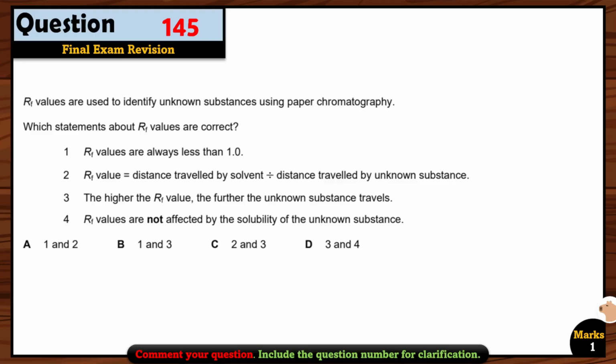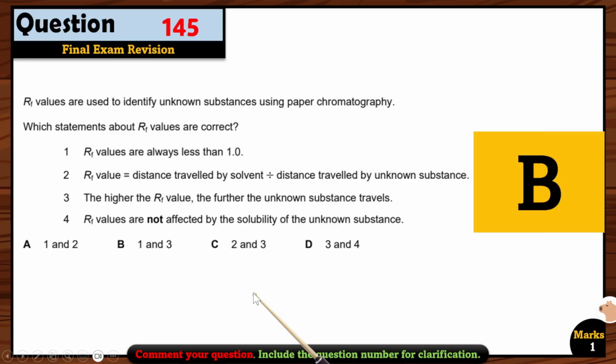Let's see option 4. RF value is not affected by the solubility. That is wrong, because the main principle of chromatography is based on solubility. Of course the RF value will be affected by the solubility, because the RF value is actually the distance traveled, and the distance actually depends on what? On the solubility. So this option is also not right. So which options are right? 1 and 3. That is option B. So option B is the correct option.